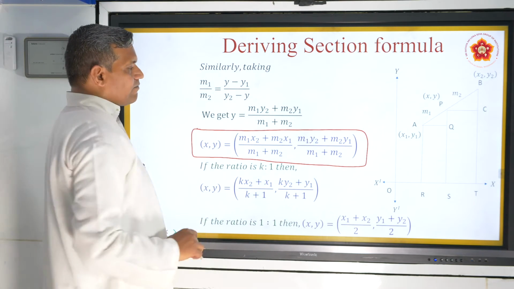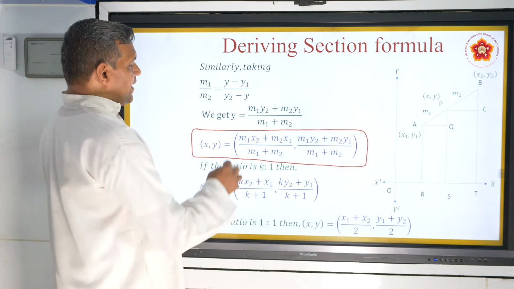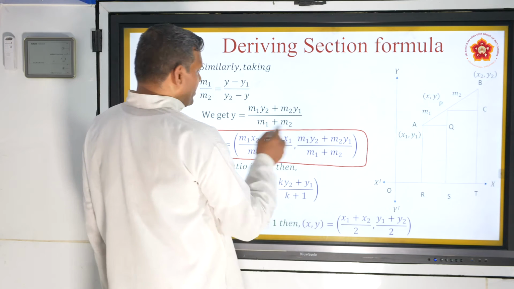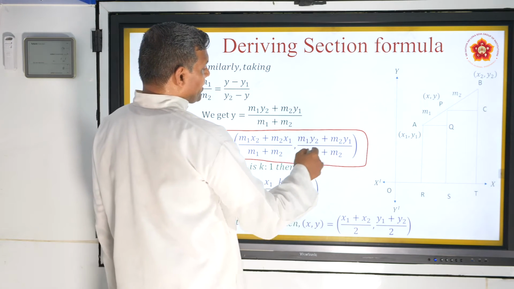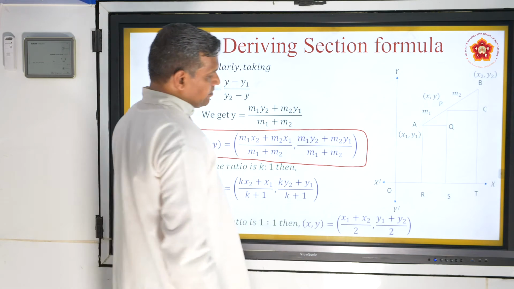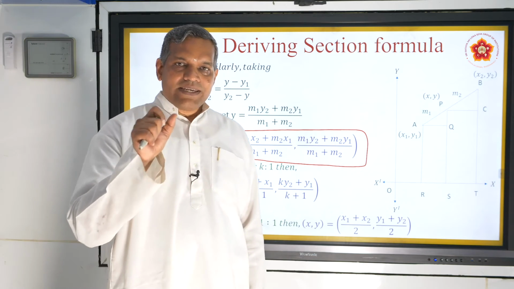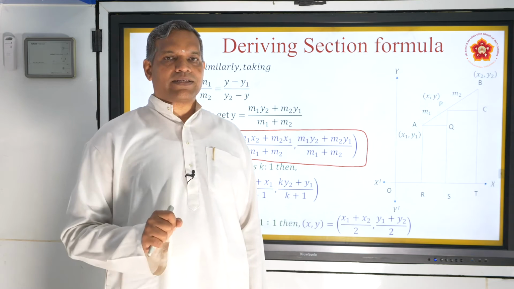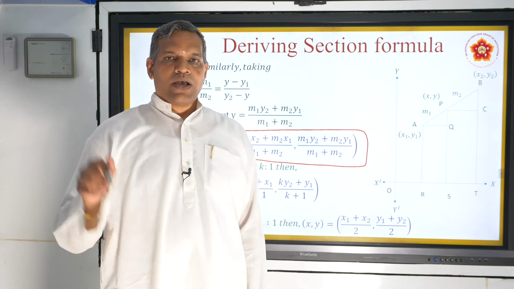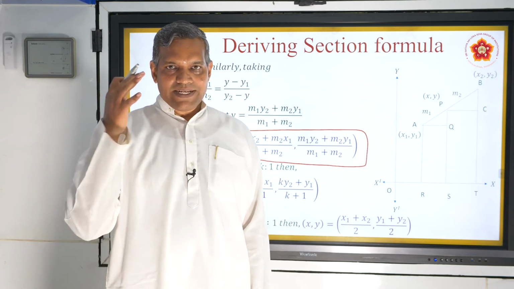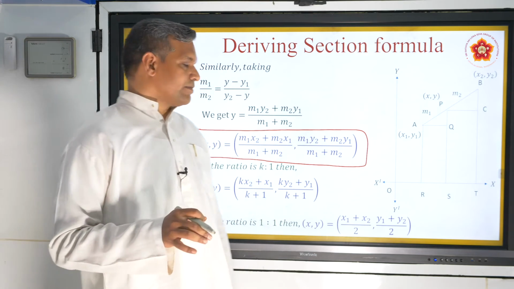Here I am making you very comfortable. The x and y coordinates: x is (m1 x2 + m2 x1) / (m1 + m2), and y is (m1 y2 + m2 y1) / (m1 + m2). So now comes the question of how to make it very easy, so I don't forget it in the examination, in my notes, or even in a scary moment. It is very clear and simple.